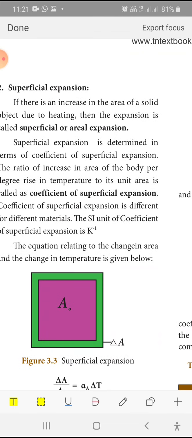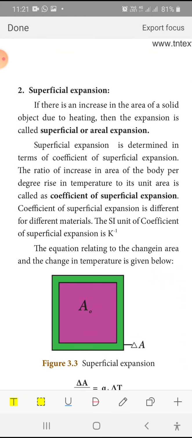In the same way, if there is an increase in the area of a solid due to heating, then the expansion is called areal or superficial expansion. If there is an increase in volume of a solid due to heating, it is called volume expansion. The ratio of increase in area per unit area per degree rise in temperature is called the coefficient of superficial expansion. In the same way, for volume, the ratio of increase in volume of the body per degree rise in temperature to its unit volume is called the coefficient of cubical expansion. So once you are thorough with linear expansion, you can write superficial and volume expansion.